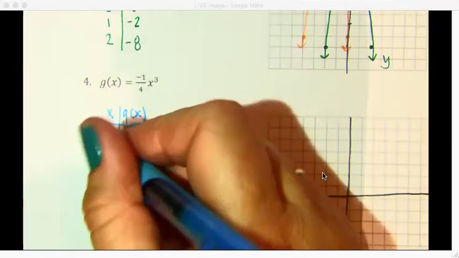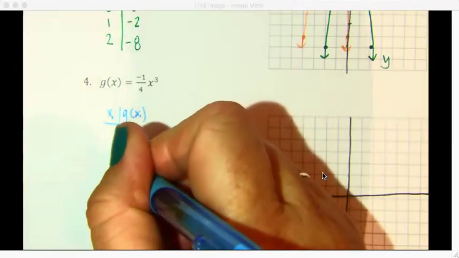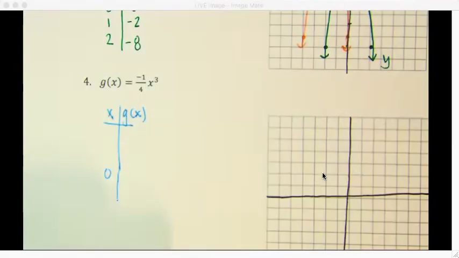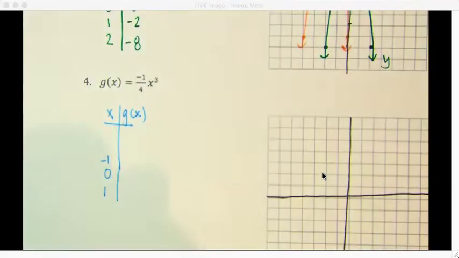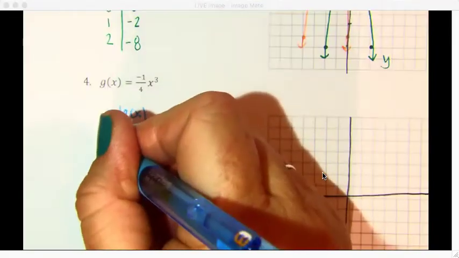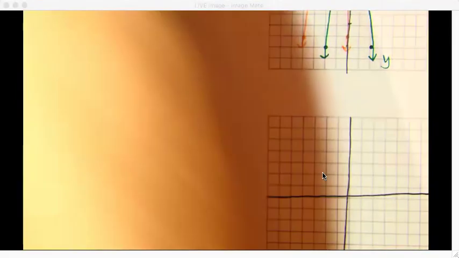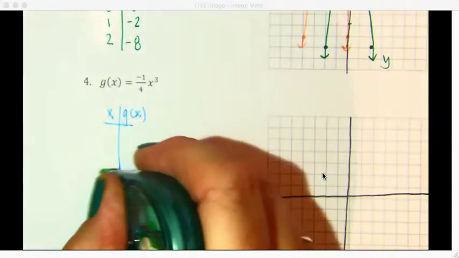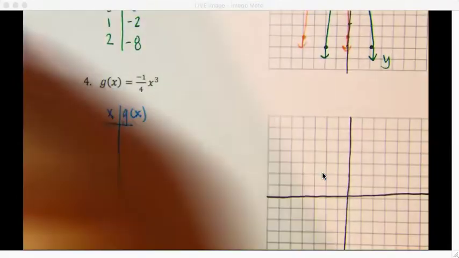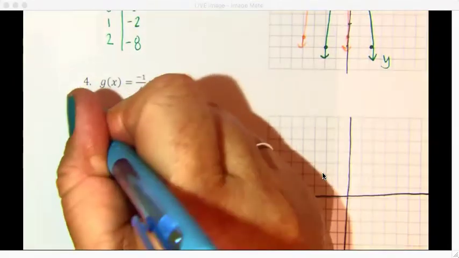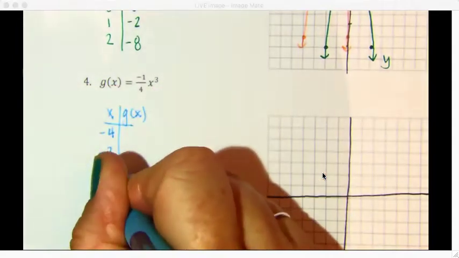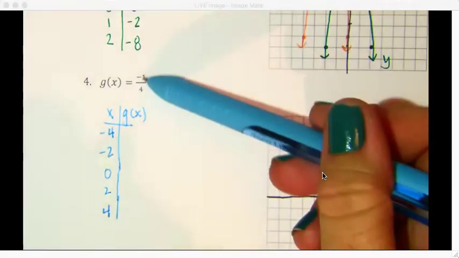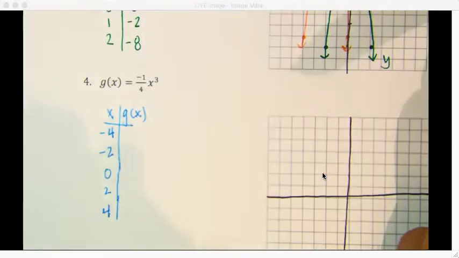So I'm going to pick, let me give myself some space here, 0. I am going to pick -1 and 1. And then I'm also going to pick, let's see, you know what? I'm not going to choose -1. Change my mind. I'm going to use -4, -2, 2, and 4. And again, I'm choosing these values because I want numbers that are going to be divisible by 4.